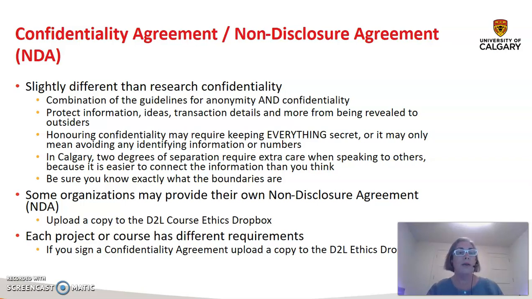With an NDA, usually those boundaries are very strict, and it's best just not to speak about the ideas and the information. Some organizations may provide their own non-disclosure agreement, and our guideline within the school is that you would sign and the professor would sign, and copies would be uploaded into the D2L Dropbox just for the record. There's no grade attached to that, but there is a value to you and to the school in knowing that we have the documents in a place we can retrieve them easily.